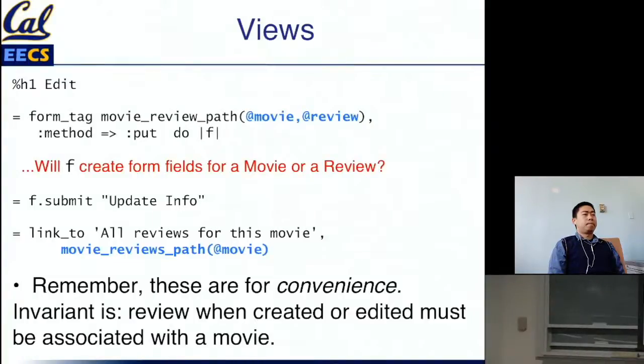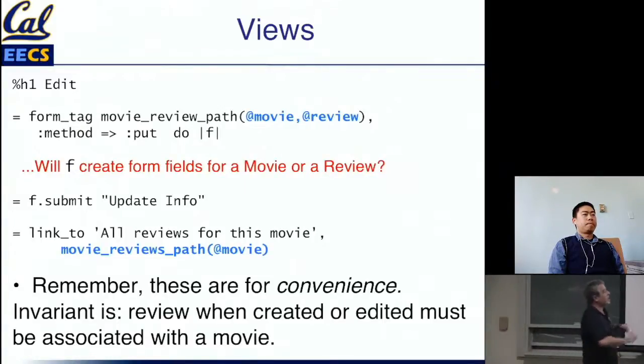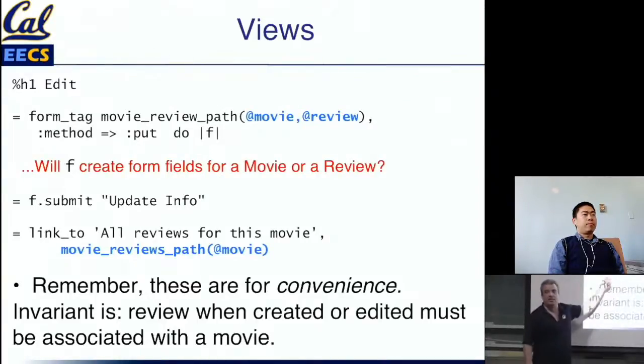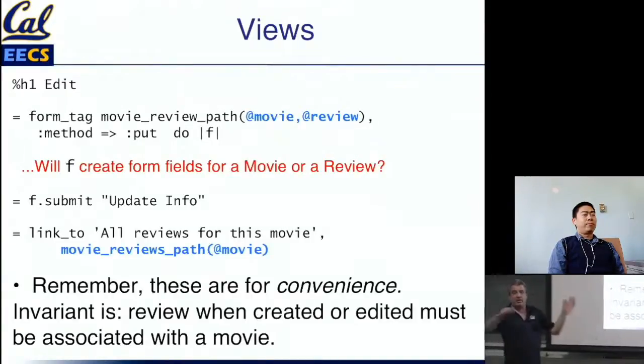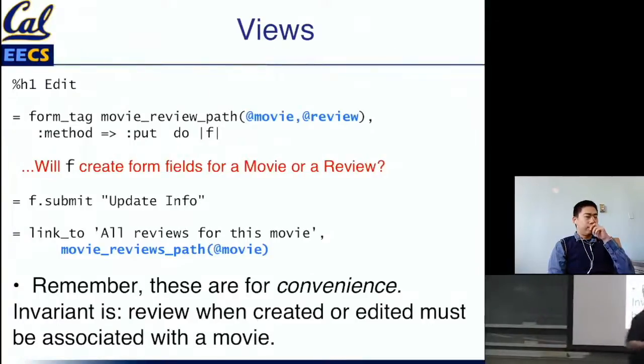All reviews for this movie looks like movie reviews path, but now you need to pass the movie object in order to tell it which movie to get the reviews from. And as with all these helpers, you don't have to do it. But if you use these mechanisms consistently, they actually save you a lot of lines of code, because they help with the invariant that anytime you're manipulating a review, you have to have the movie carried around with it. Otherwise, you have no way to construct the submit actions. You have no way to construct the index action. So if you don't use the helpers, you leave yourself vulnerable to the possibility that you need some other way to pass that information around.